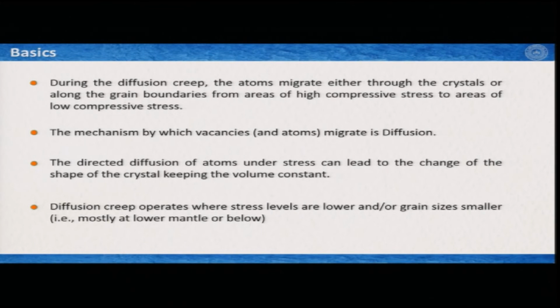And characteristically, these diffusion creeps, Nabarro-Herring creep and Coble creep, operate where the stress levels are very, very low, and also the grain size is extremely small, and this we generally get in the lower mantle or below of the earth. And we will see why the grain size should be small, and even between these two processes the grain size sensitivity is different in Nabarro-Herring creep and Coble creep.